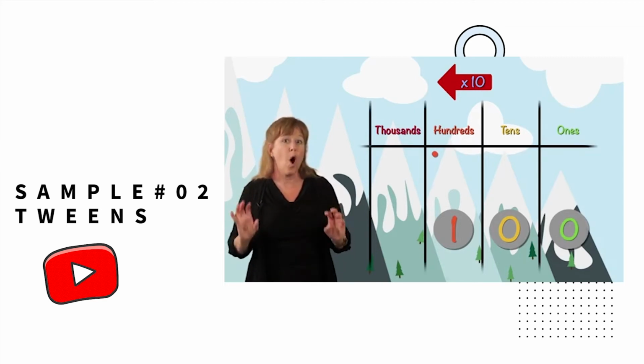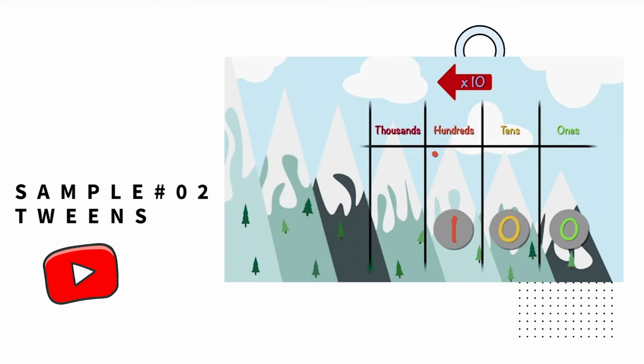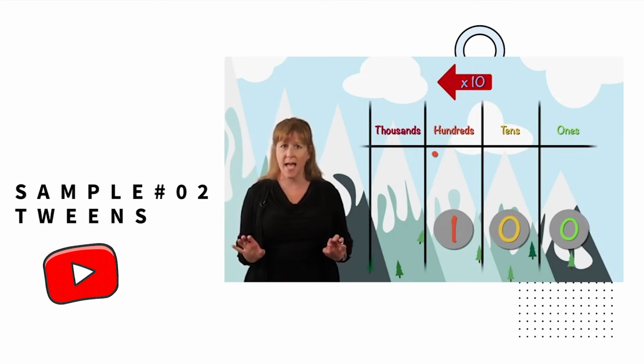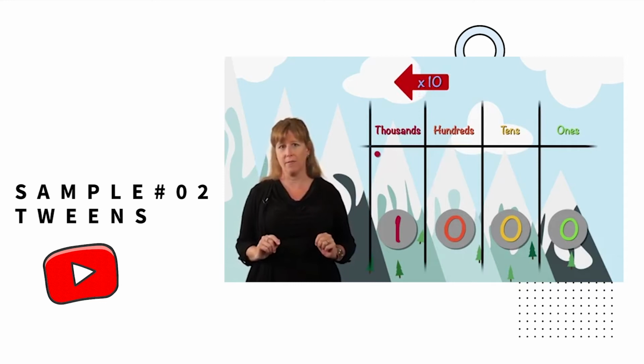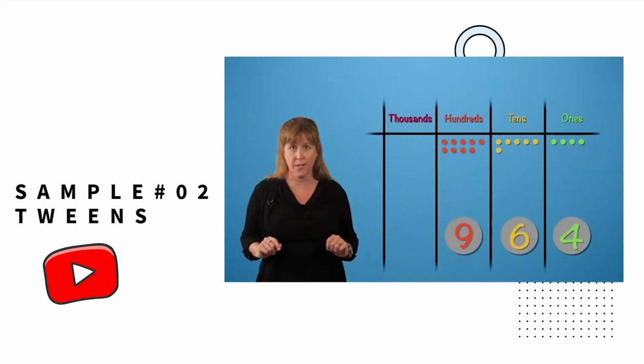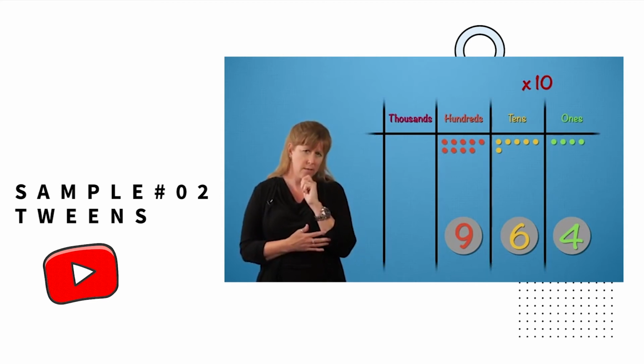So what would 100 times 10 be? 100 times 10 is 1,000. We pop this 0 in and move 1 column to the left. Now what if we had this place value chart? 964, and we multiplied it by 10. What is 964 times 10?